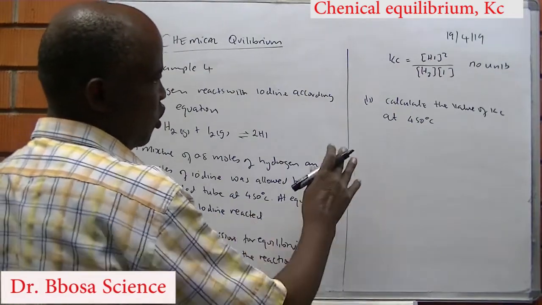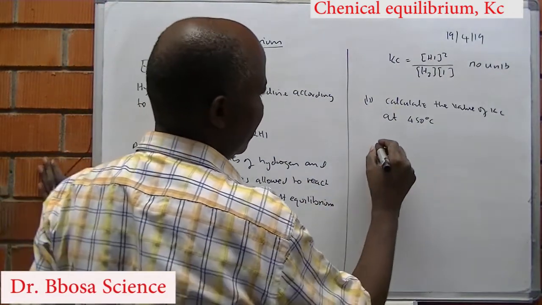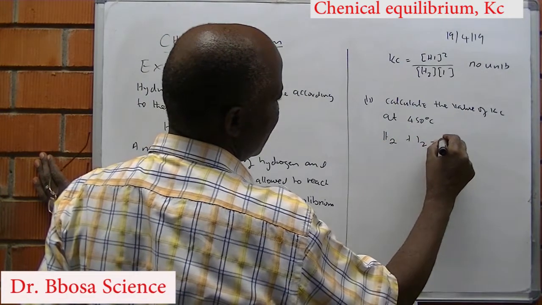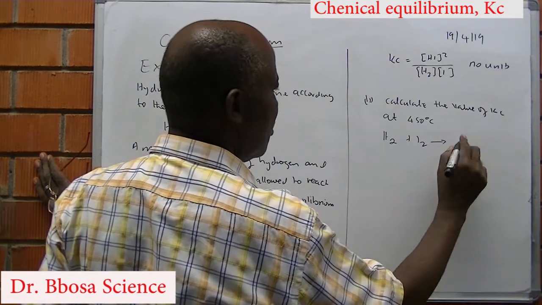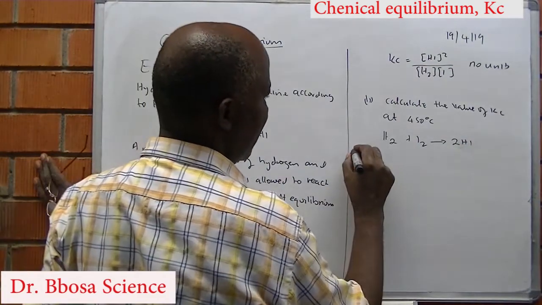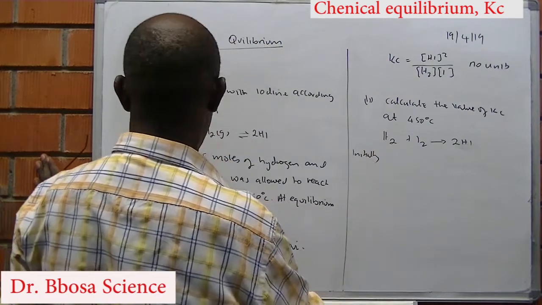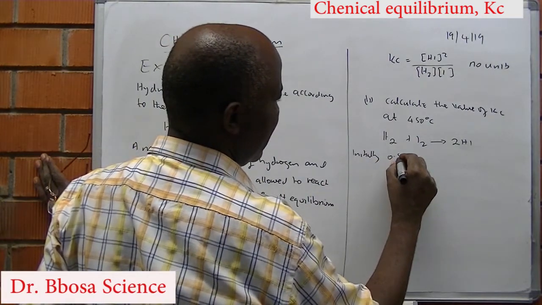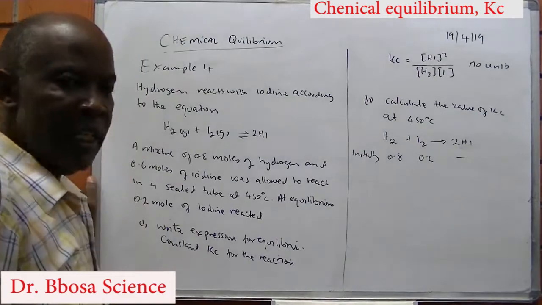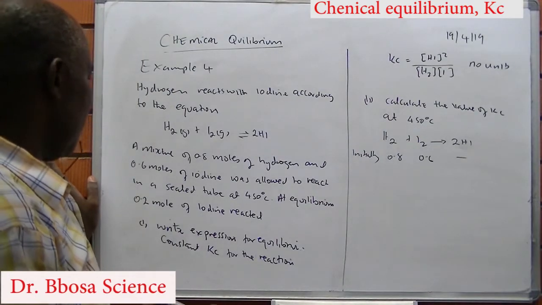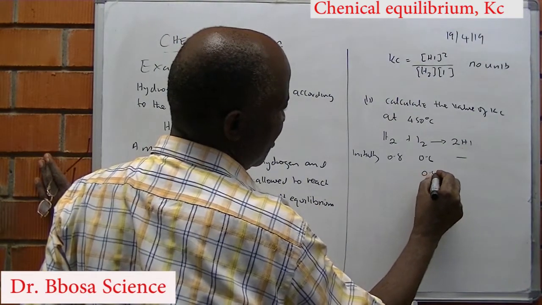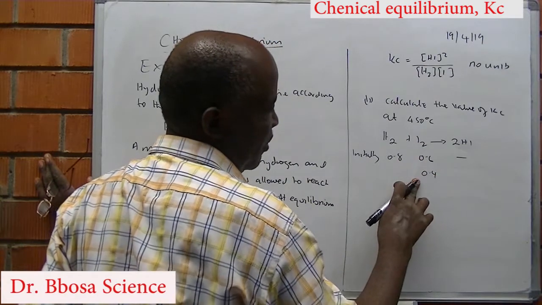Calculate Kc. We have seen that hydrogen reacts with iodine to form 2HI. Initially, we have 0.8. We also have 0.6. We don't have hydrogen iodide. At equilibrium, they have told us 0.2 moles of iodine have reacted, so we remain with 0.4. When 0.2 moles react, we remain with 0.4.